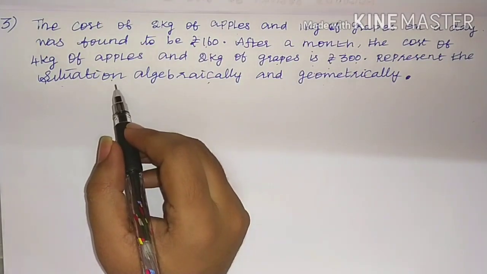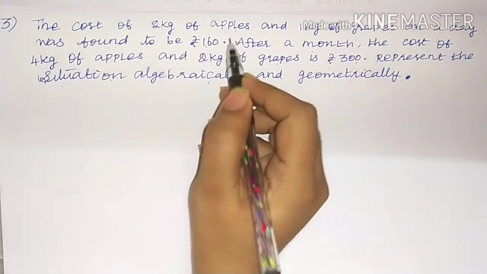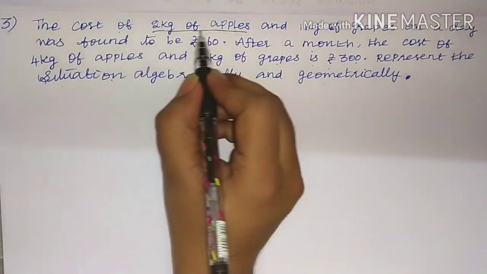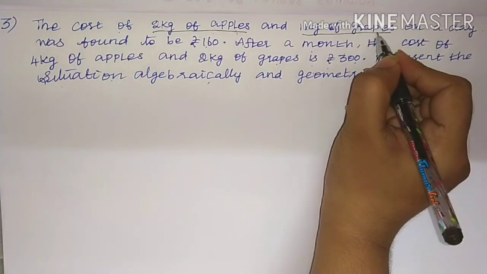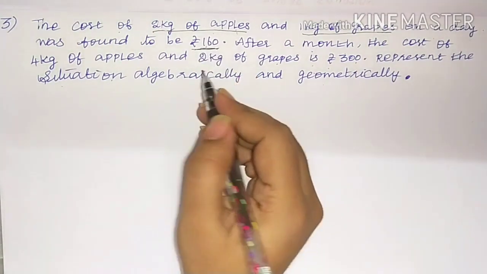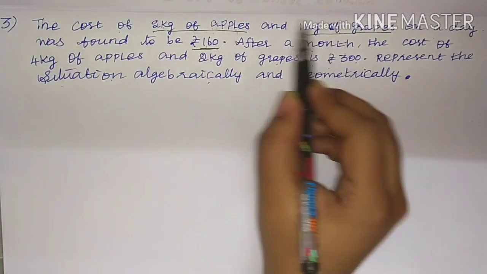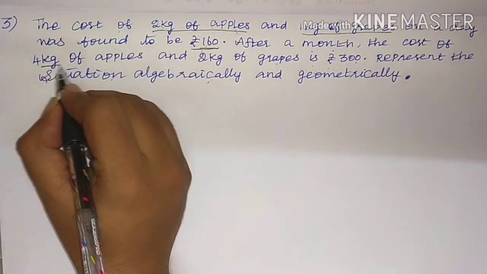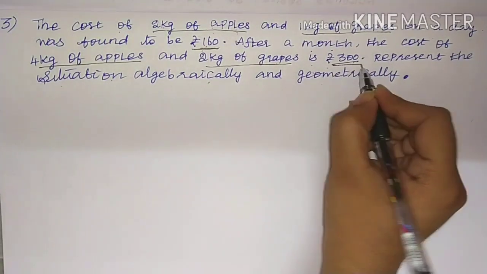So again I will explain you. Listen carefully. Here they are discussing the cost. The cost of 2 kg of apples and 1 kg of grapes on a day was found to be rupees 160. So the cost of 2 kg apple and 1 kg grape together is rupees 160. After a month, the cost of 4 kg of apples and 2 kg of grapes is rupees 300.